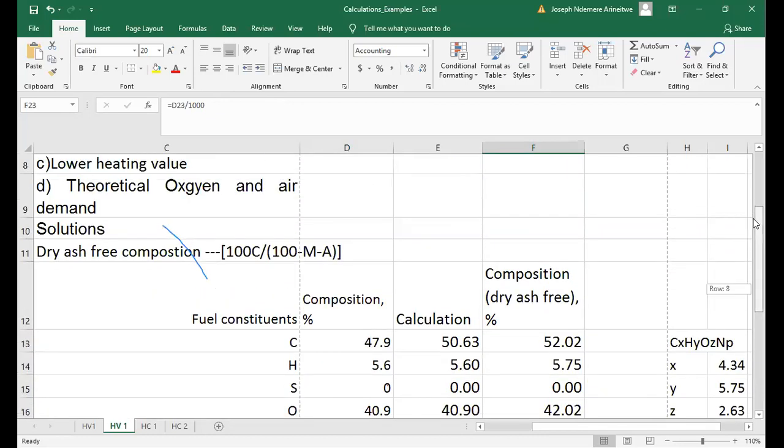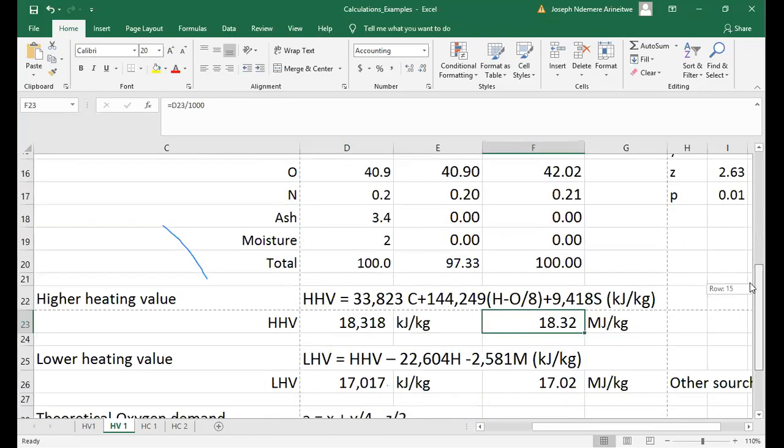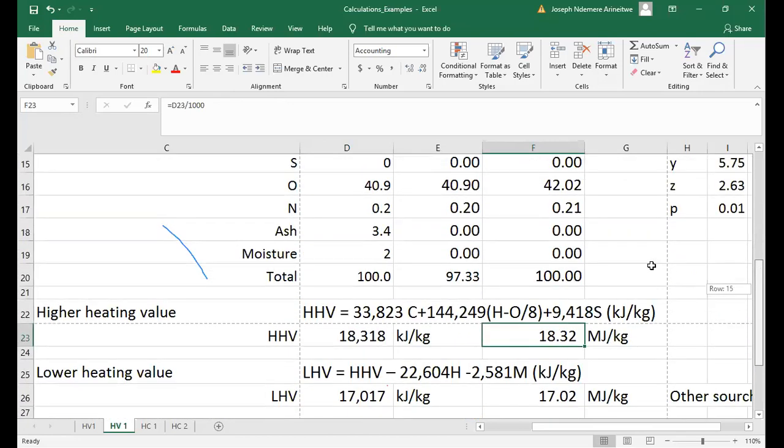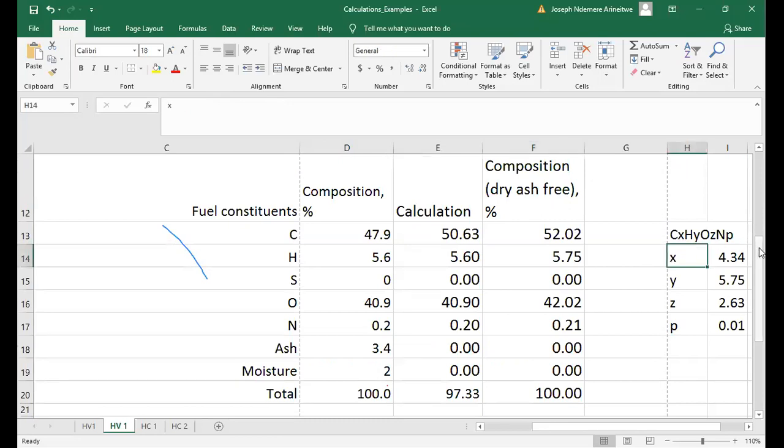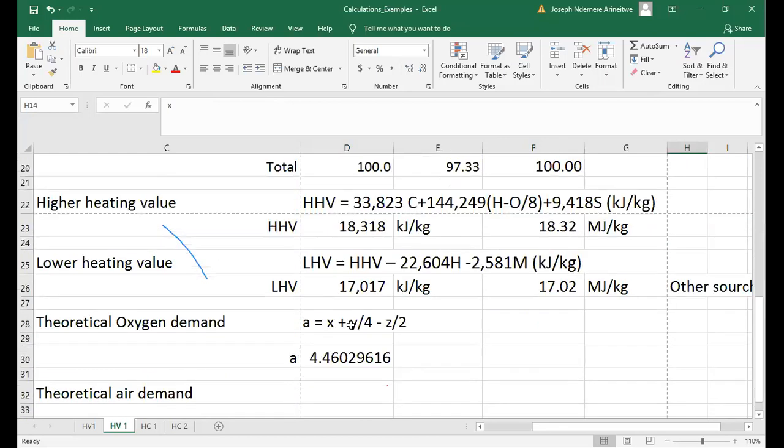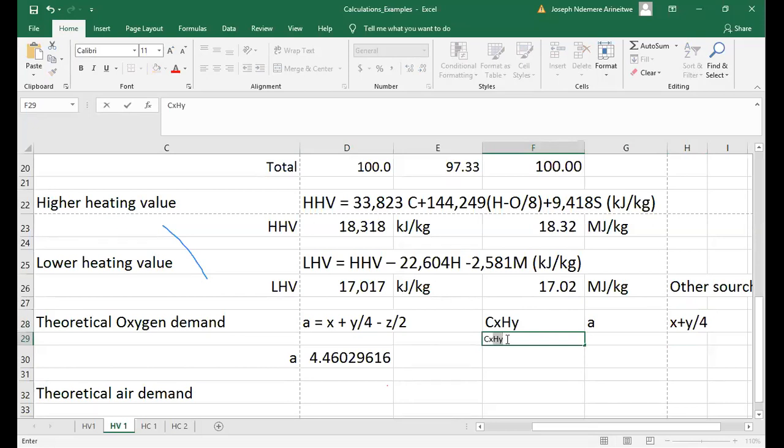Now that was okay. So we have now done the theoretical oxygen and air demand, which we never calculated. If you remember, when we were determining the theoretical oxygen demand, we said for a biomass based fuel, if we have a hydrocarbon, I'm going to type here CxHy, the theoretical oxygen demand is calculated from x plus y over 4. And then we said if it's a biomass based fuel like this, in which there is oxygen z, the bagasse or biomass, the sugar cane, is just that.